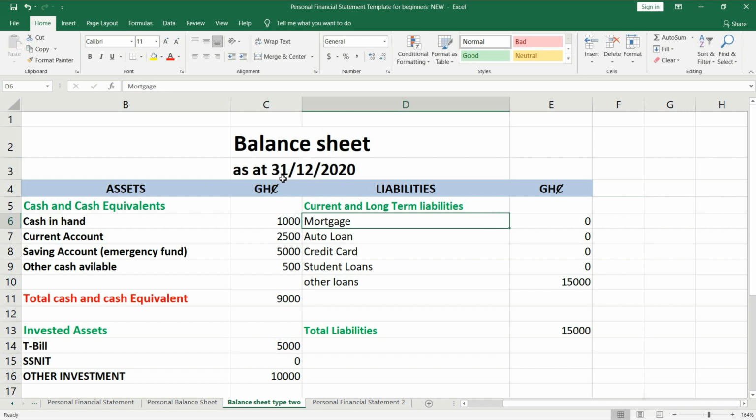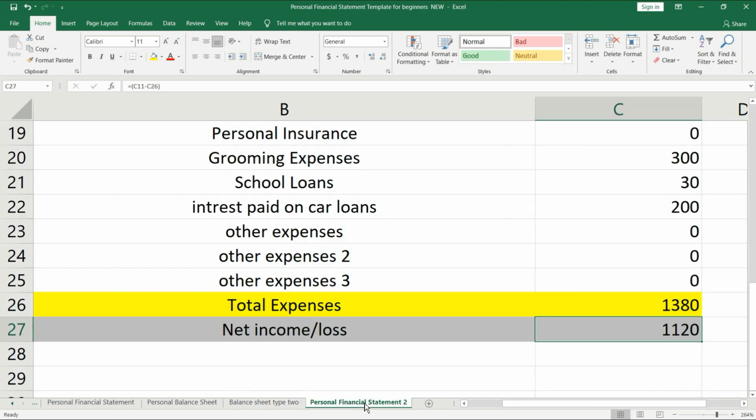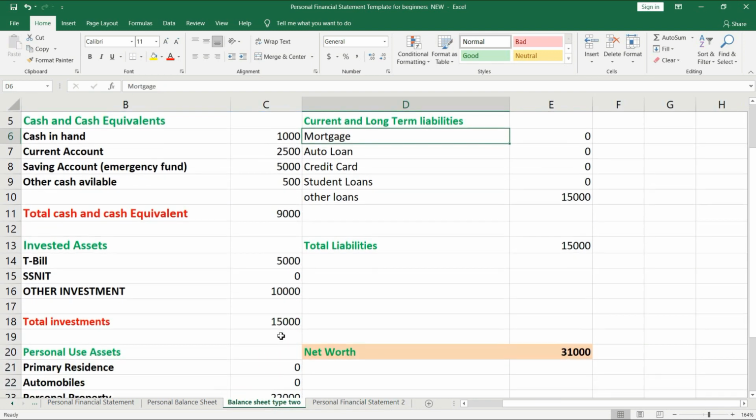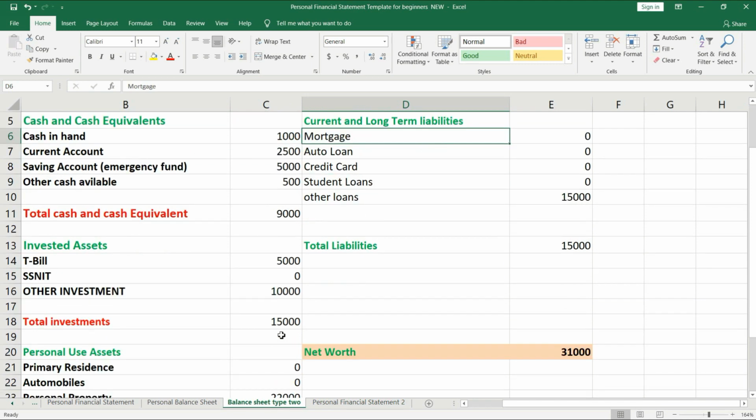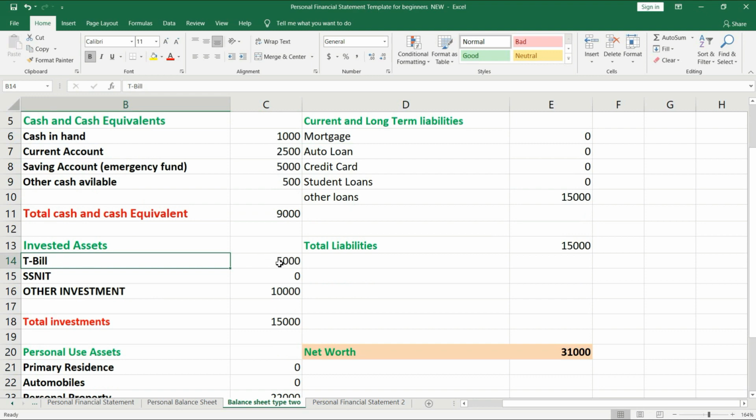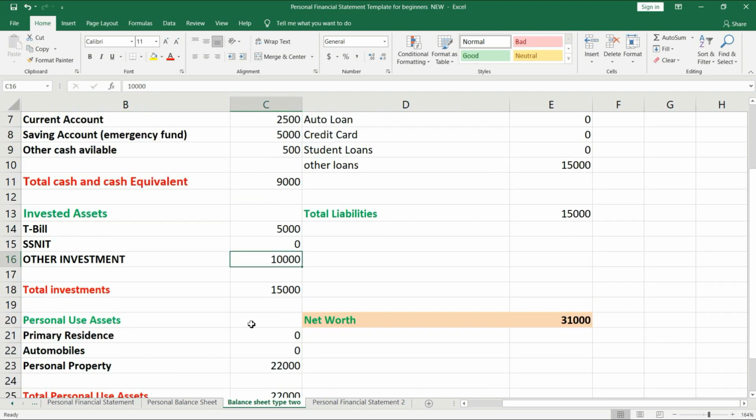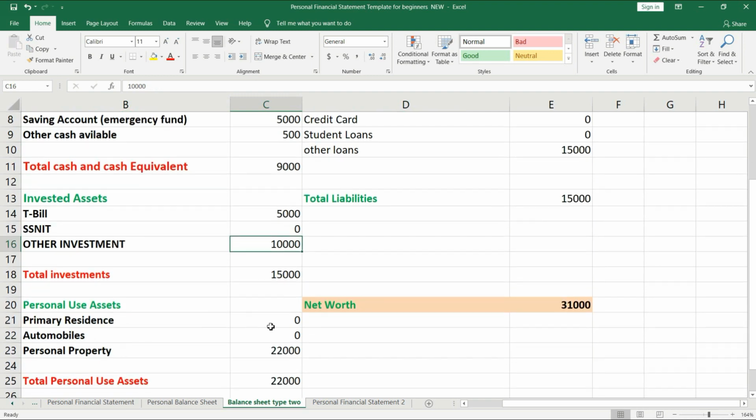Okay, so now I just want to add this figure we got here, that's my net income, 1,120 cedis, to my balance sheet. Now that 1,120 cedis, I'll decide what I want to do with it. Now I can maybe buy a T-bill with it, which will increase my T-bill figure here, or I can try other investments which will increase my other investment figure here. Or I can use it to buy maybe a car, if it was that much, and so on. It depends on whatever I want to do with that money.